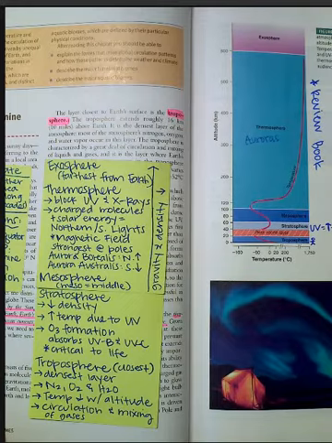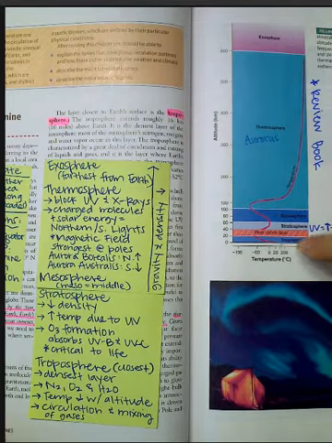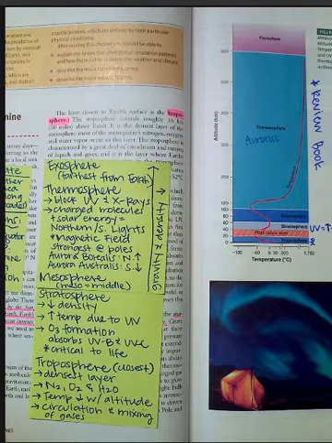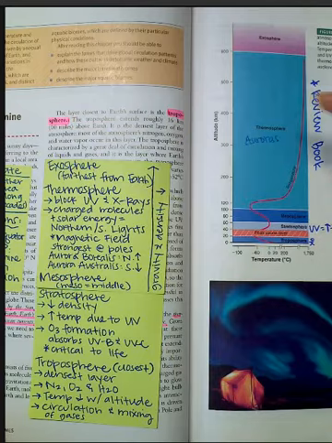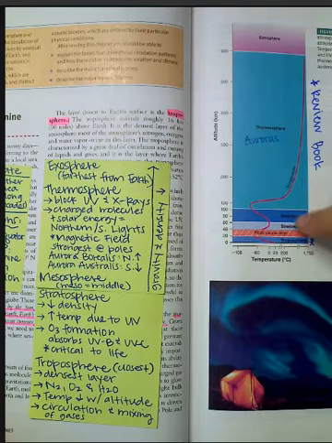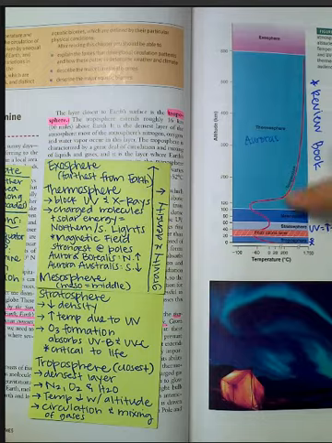So what you want to try to do with this is create some sort of mnemonic device, like a word that starts with each of these letters to help you remember which order they go. Sometimes it's easy to get the stratosphere and troposphere mixed up. Sometimes it's easy to get thermosphere and mesosphere mixed up. So what you want to do is try to make a sentence and have each word in the sentence start with the letter of the atmospheric layer name.